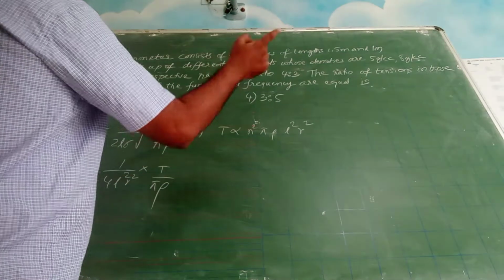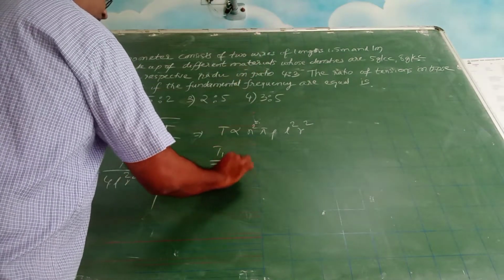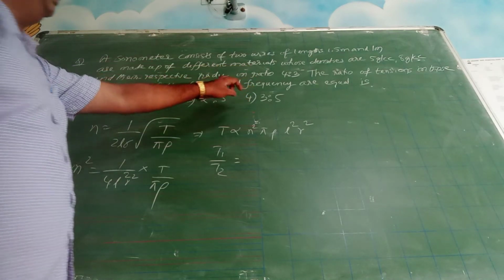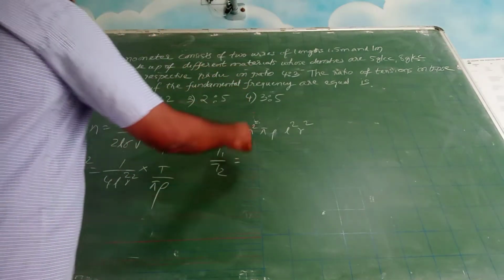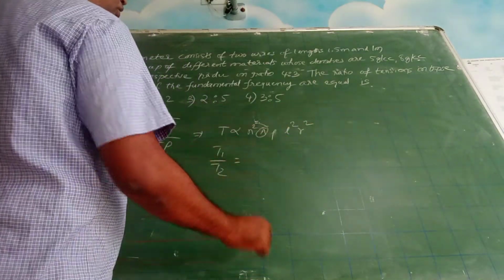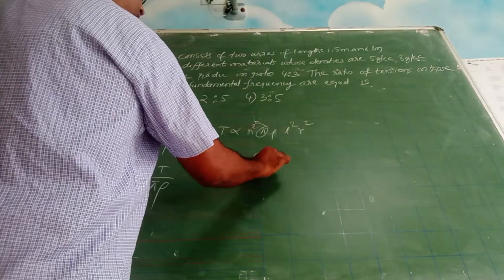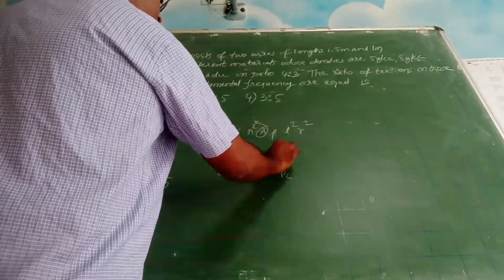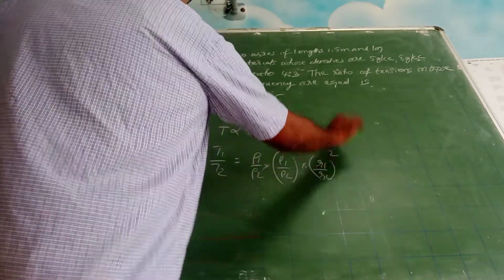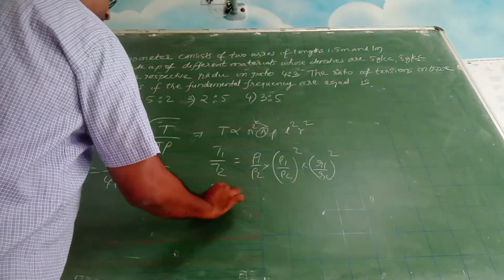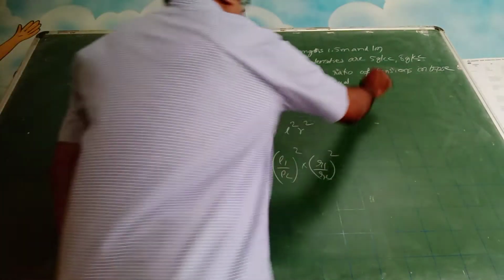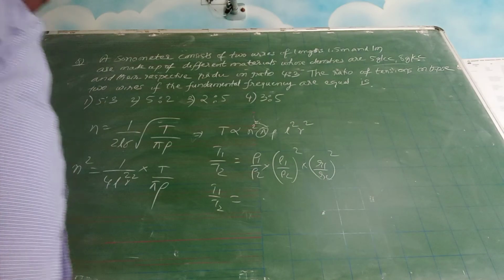So here we want the ratio of tensions, T1 by T2, and the frequencies are equal, so n is the same. So you can ignore that, and pi is a constant, ignore that. So it is rho 1 by rho 2 multiplied by L1 by L2 whole square into R1 by R2 whole square. So T1 by T2 will be equal to rho 1 by rho 2. Because we are taking only ratios, the units don't matter.